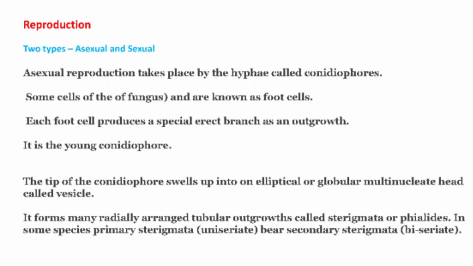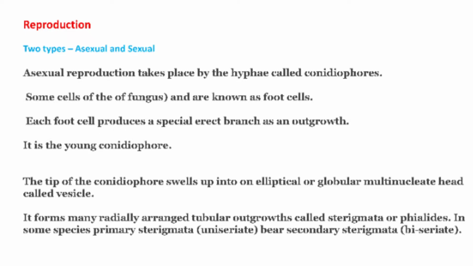Reproduction in Aspergillus is of two types, asexual and sexual. Asexual reproduction is by the production of conidia. That is, we can observe a chain of conidia in Aspergillus species. The conidiophore arises from a foot cell. Each foot cell produces a special erect branch as an outgrowth. It is a young conidiophore.